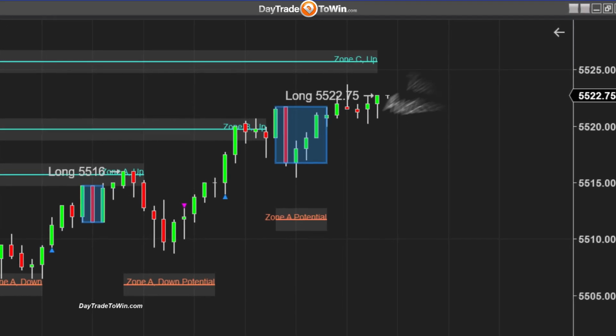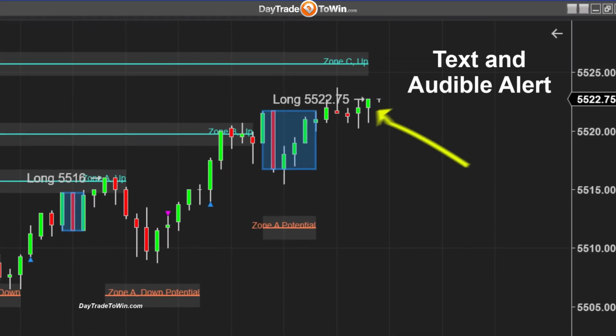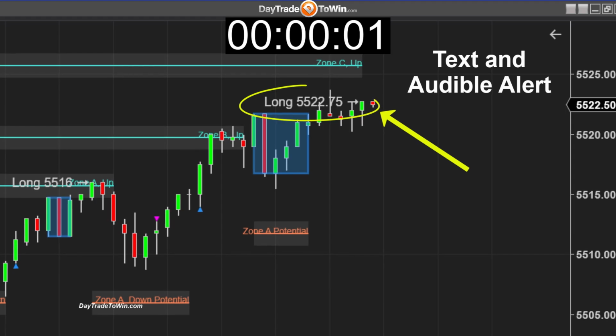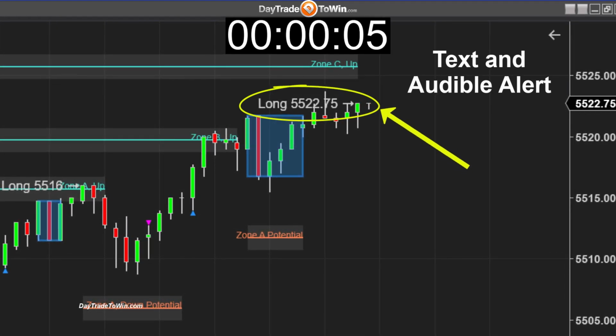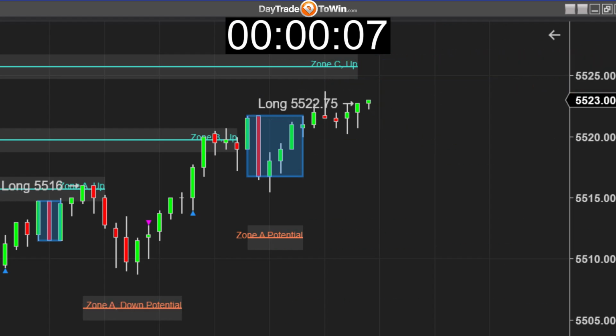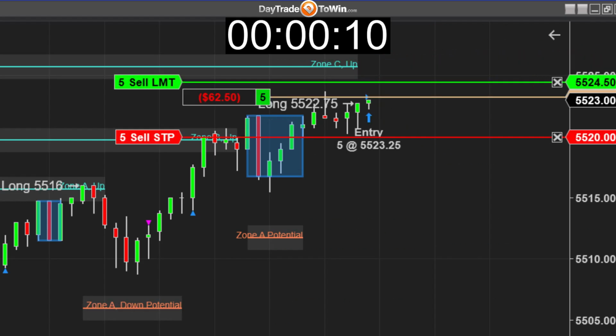Okay, we have an audible alert, we have a text alert, so the signal and the alert fired off. 55.22.75. That's where we want to enter long. Now, to explain to you why we are entering long, the blueprint is giving us a signal and we're heading up to the roadmap zone.